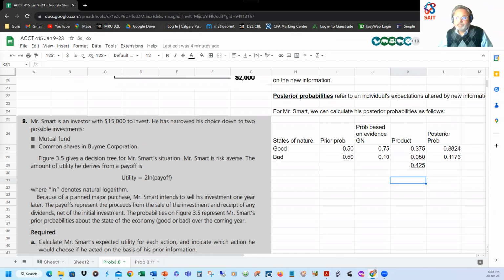Kyle's asking, would it be specified in the question for which one to use? Could you elaborate a little bit on that, Kyle? Like when you say which one, what are you referring to?